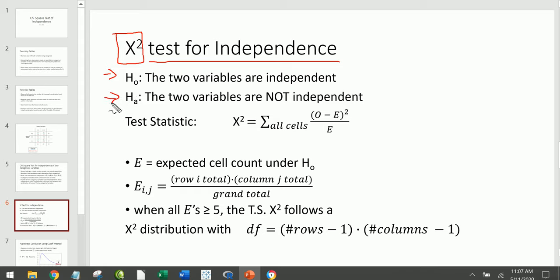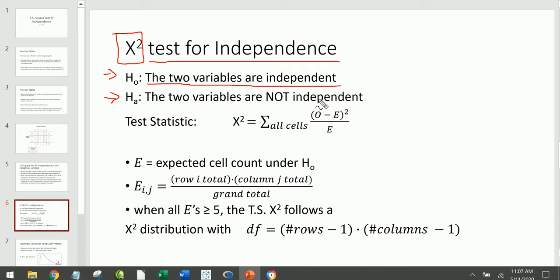Versus the alternative hypothesis that the two variables are not independent, or you could say that they are dependent. Meaning, if I know something about your level of education, it's going to give me some information that's going to be useful for me to try to predict your noxious habit. That would indicate dependence.